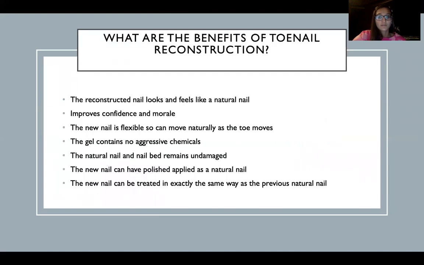So these are just some benefits of toenail reconstruction. The reconstructed nail looks and feels like a natural nail. It improves confidence. The new nail is actually flexible, so it can move naturally as the previous nail did. There are no aggressive chemicals involved. The natural nail and the nail bed remain undamaged. The new nail can have polish applied as a natural nail, and the new nail can be treated in exactly the same way as the previous natural nail was.